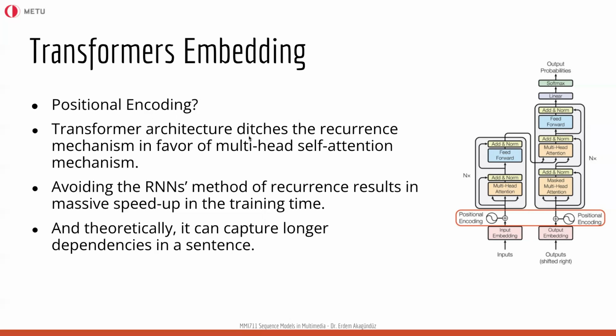Transformer architecture ditches the recurrence mechanism in favor of the multi-headed self-attention mechanism. So it doesn't use recurrency like a feedback. It uses the self-attention block. Avoiding the RNN's method of recurrence results in massive speedup, and it theoretically can capture longer dependency in a sentence. But when you do that, you lose the capacity to handle position, the order of the sequence. Good. How to handle this?